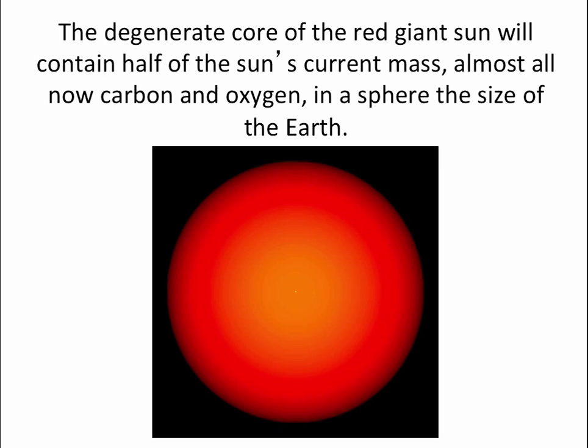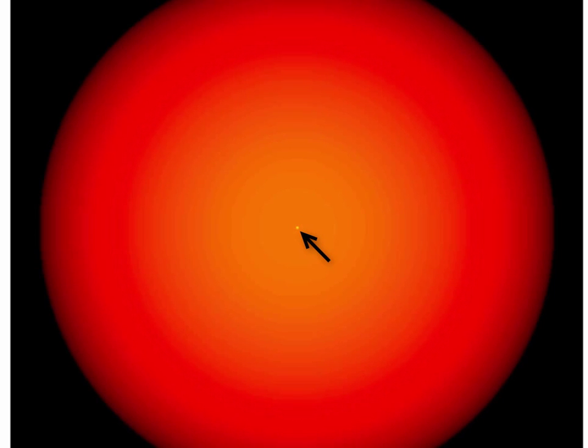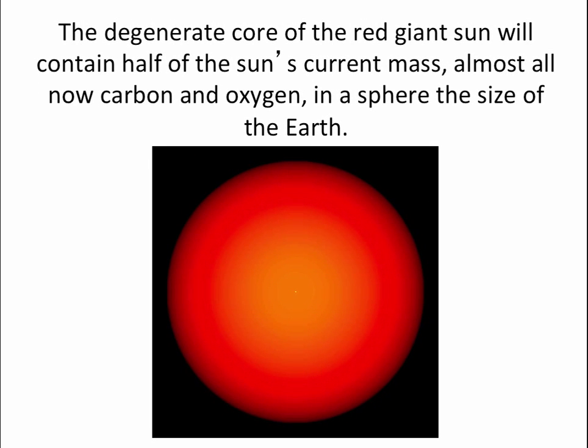This degenerate core of the sun, carbon and oxygen, will contain half of the sun's current mass, but it's going to be squeezed by gravity into something about the size of the Earth. Meanwhile, the remaining half of the sun is in this red giant that reaches out to beyond the orbit of the Earth. So half the sun's mass is in this little tiny white dot. You may not even be able to see it after this video has been rendered. This is not a stable situation.